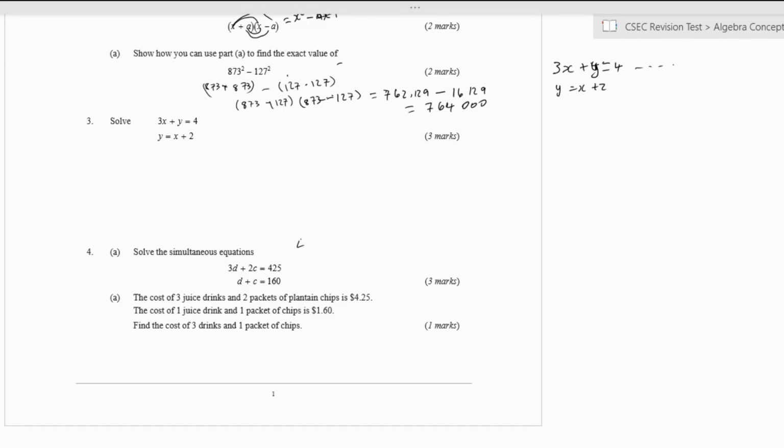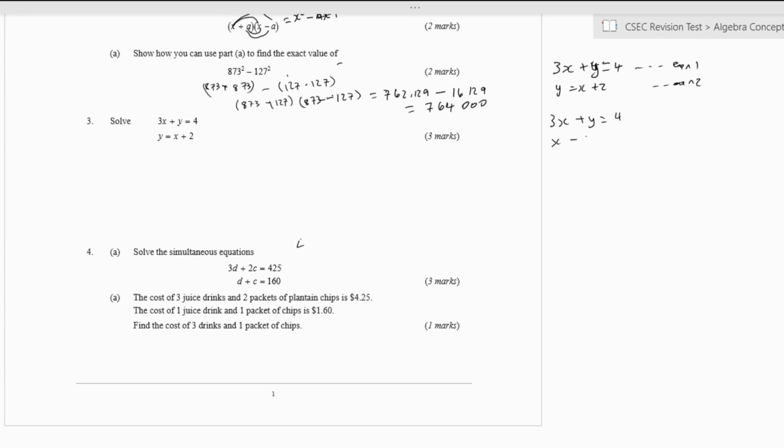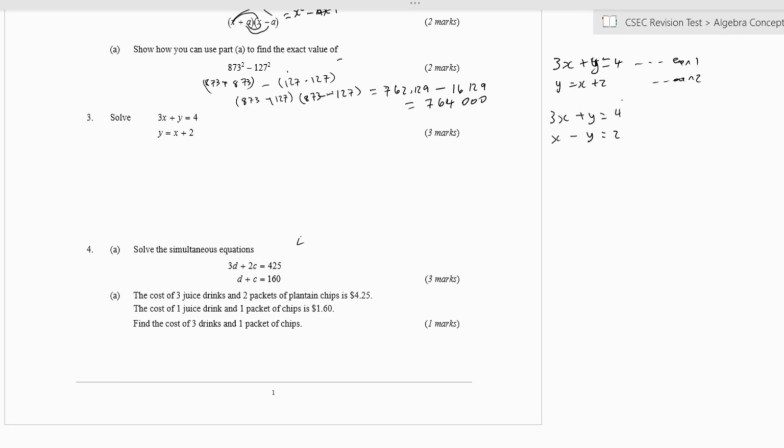This is our equation 1 and our equation 2. We're going to rewrite it to look like this: 3x plus y equals 4. What we want is x minus y equal to 2. So what we did was take over the 2, and it will be a minus 2 as well.